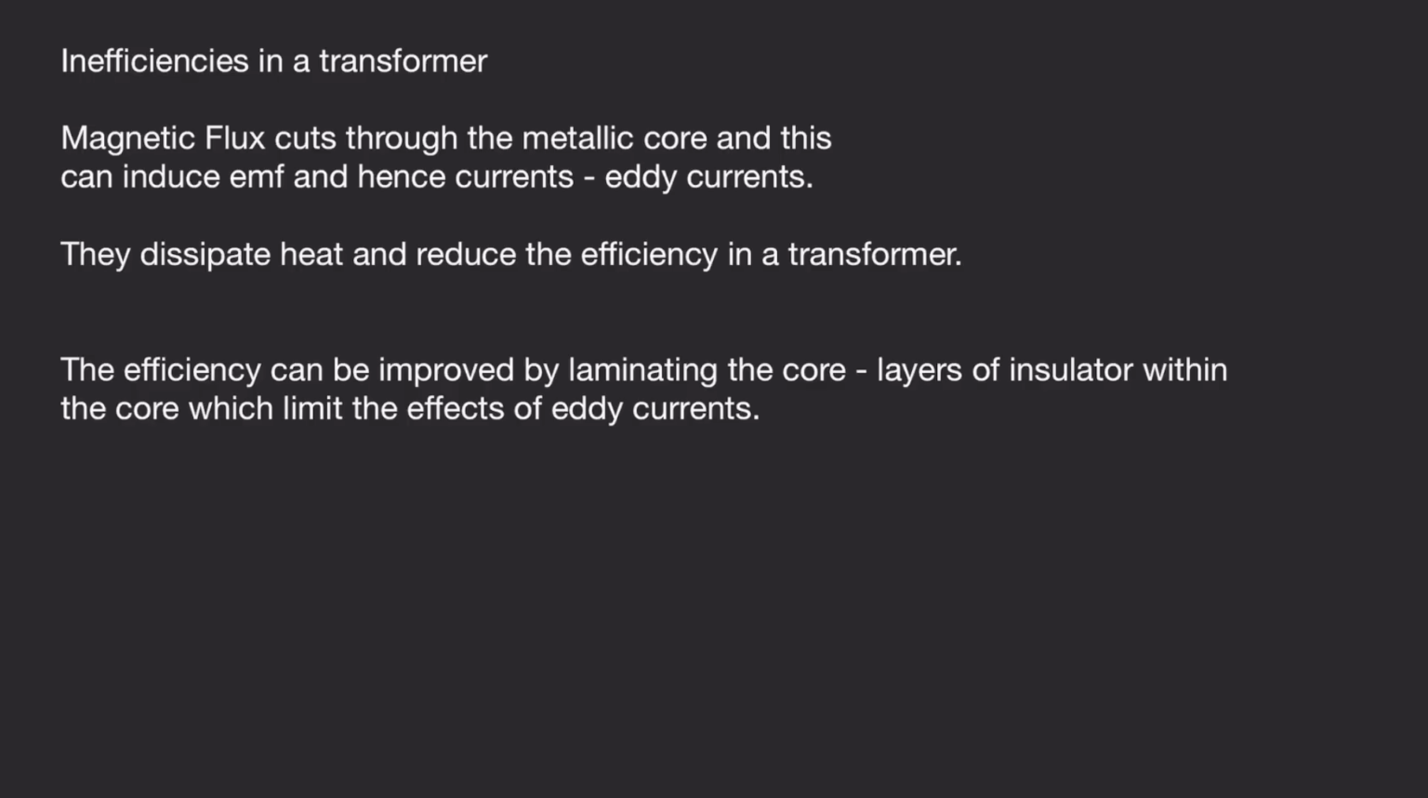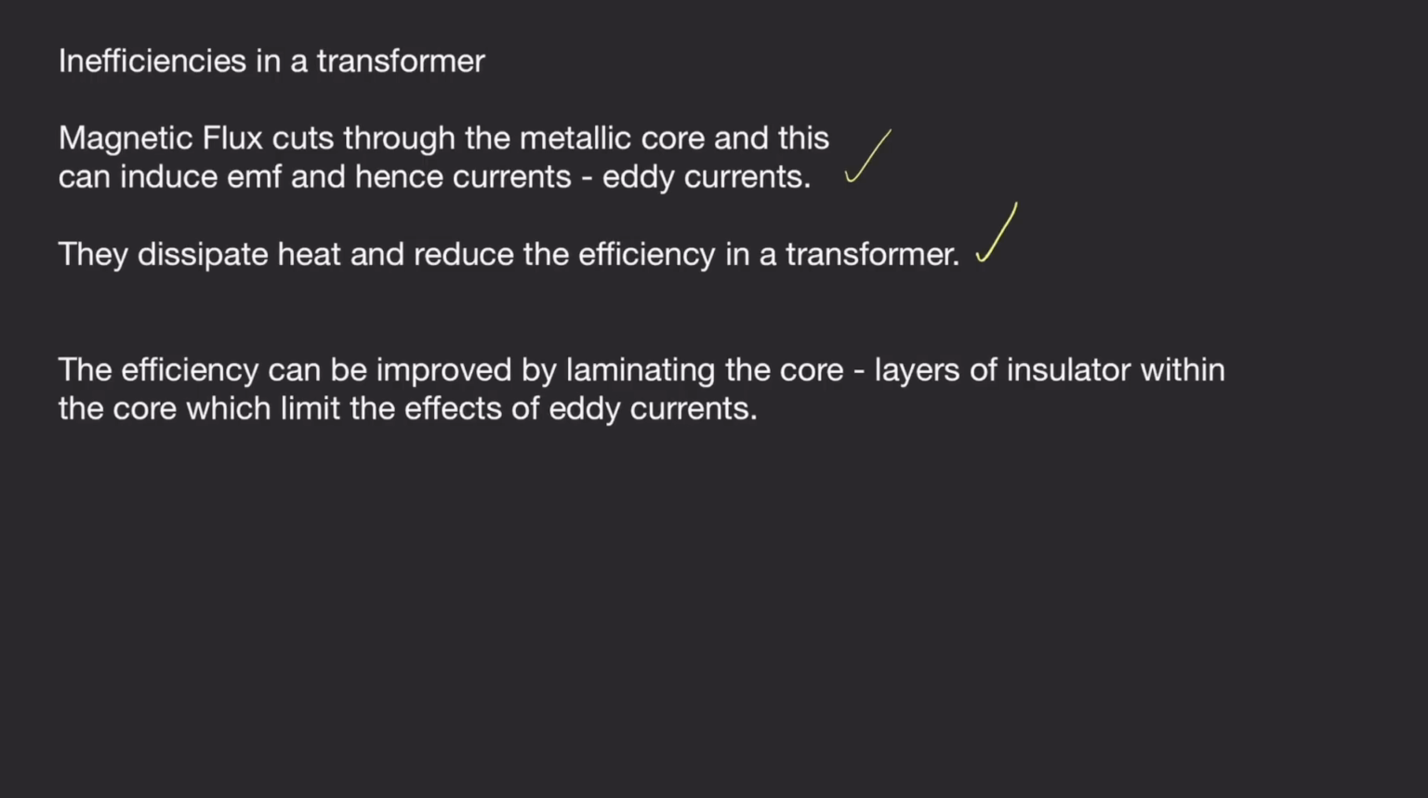Finally, we're also going to be talking about inefficiencies in a transformer. So the magnetic flux actually cuts through the metallic core, and this induces an EMF and hence current. These are known as eddy currents. They dissipate heat and reduce the efficiency in the transformer. So how do we deal with this? We can improve the efficiency by laminating the core. We have layers of insulator within the core which limit the effects of eddy currents.